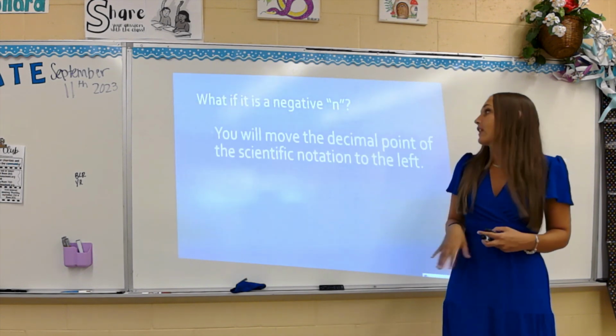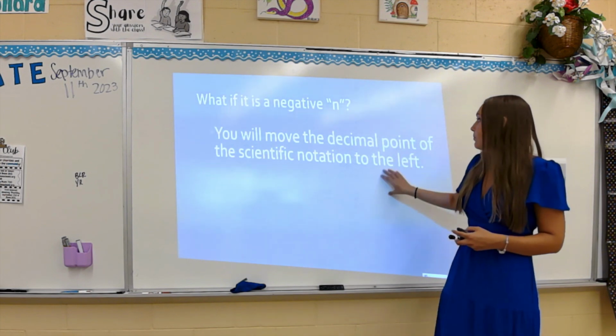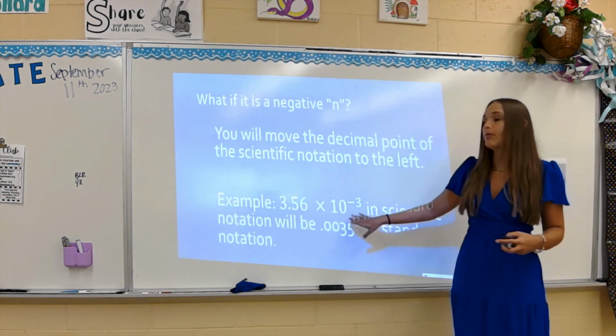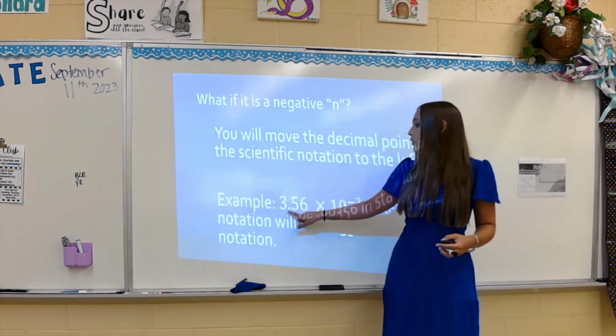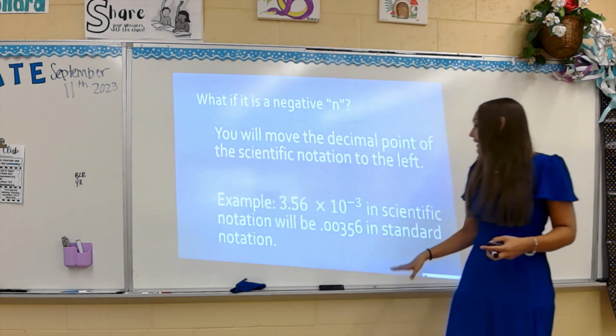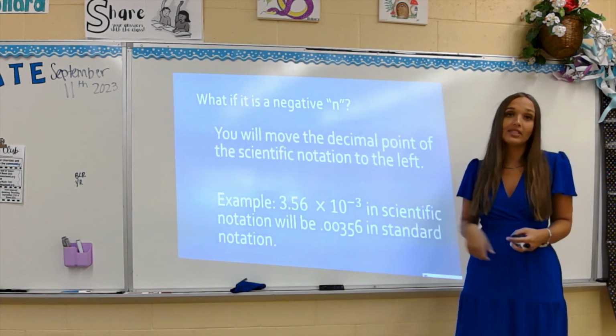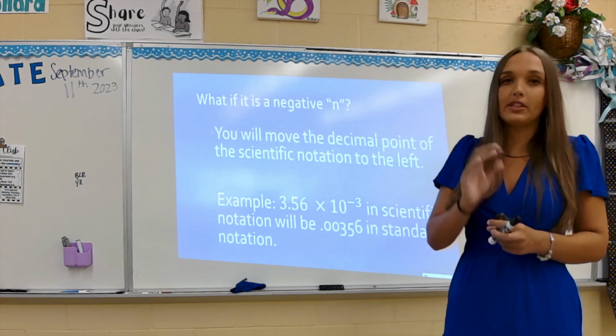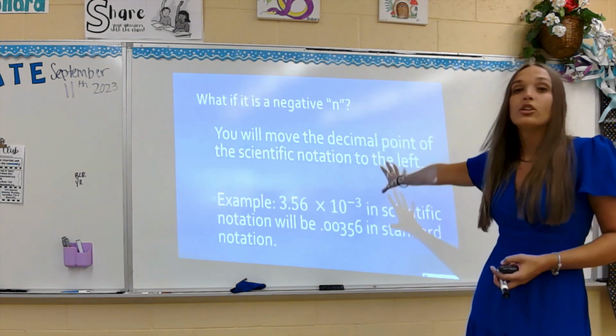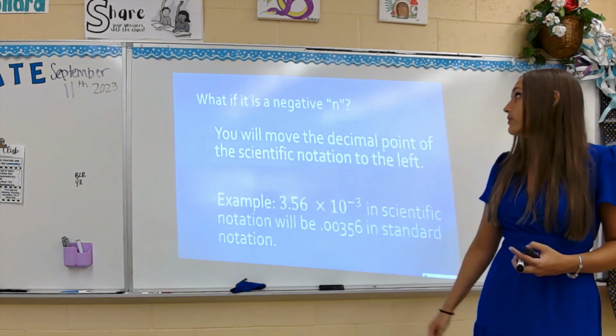What if n is negative though? If n is negative, we're going to move that decimal place to the left. So for example, we have 3.56 times 10 to the negative 3rd. I'm going to move it over 3 to the left, and I get 0.00356. So this is the basics, a quick general overview of scientific notation. Now let's apply it to our multiplication and division problems.